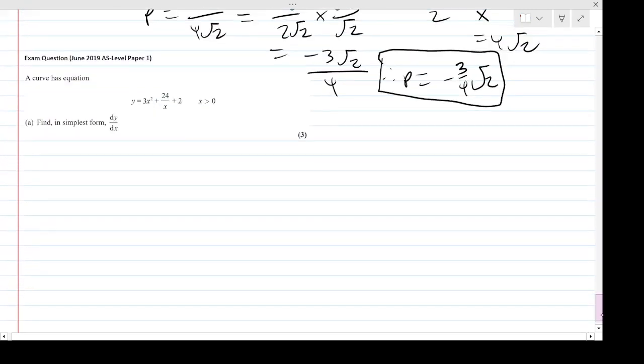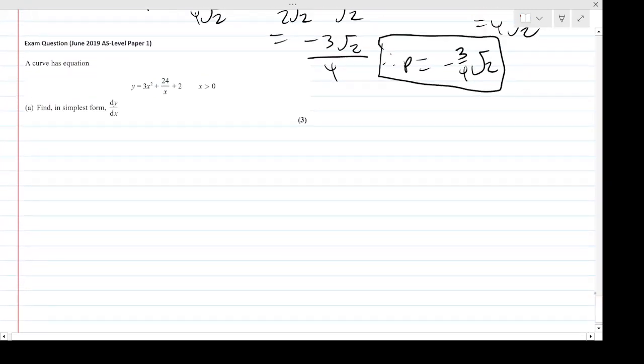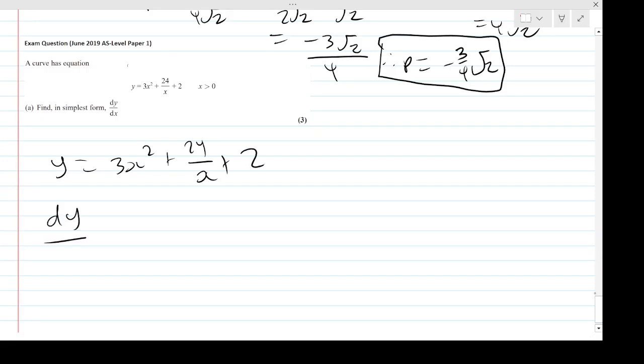Okay, we're going to finish off with an exam question now. So we are told a curve has the equation y is equal to 3x squared add 24 over x add 2. We need to find dy dx as simplified as possible.